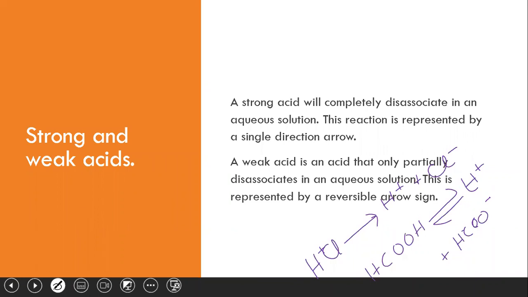A strong alkali and a weak alkali, same definition. A strong alkali is an alkali that will completely dissociate in an aqueous solution, while a weak alkali is an alkali that will only partially dissociate. Your group 1 alkalis are all strong alkalis: sodium hydroxide, potassium hydroxide, lithium hydroxide, cesium hydroxide. These are all strong alkalis. Weak alkalis, for example, would include ammonia.